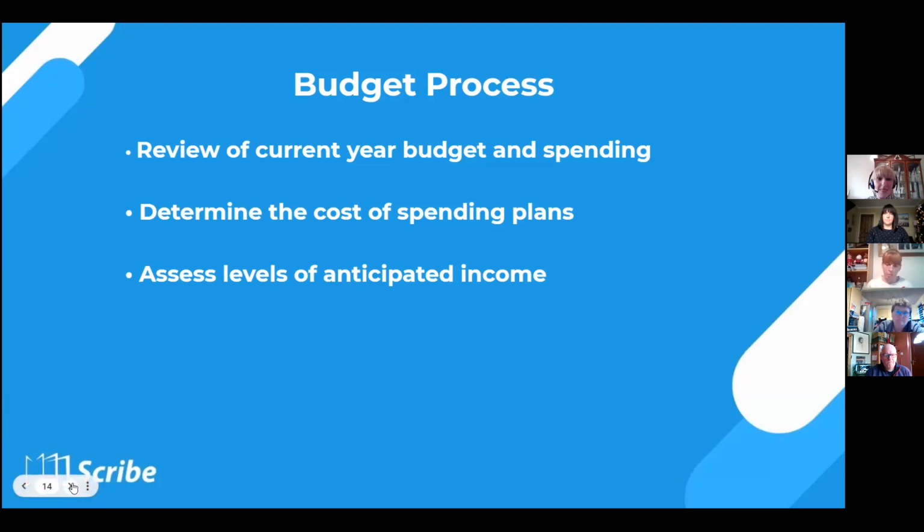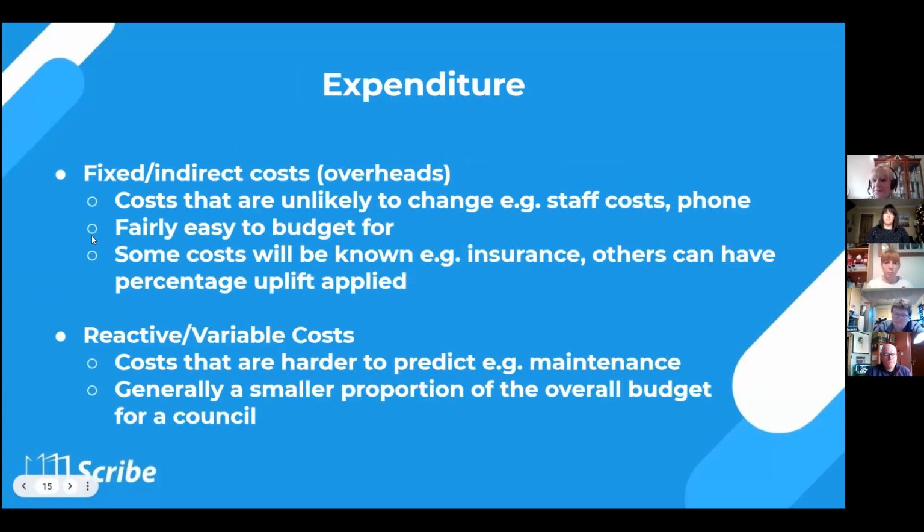So the first important element is your expenditure. This will most likely be the main part of your budget. You will need to make some basic assumptions.